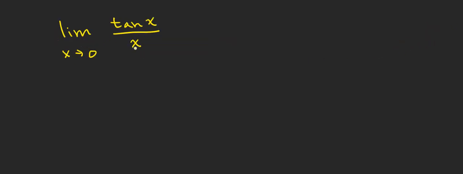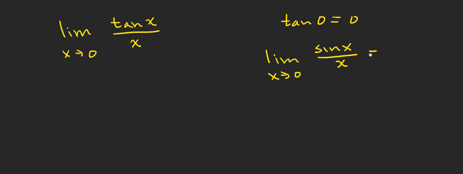What about the limit of tangent x over x as x approaches 0? Let's see what happens when we plug in 0. What's tangent of 0? Remember from pre-calculus, tangent of 0 is 0. And it's 0 over 0, which is undefined. So what we need to do is use some manipulation. Remember earlier we talked about the limit as x approaches 0 of sine x over x is 1. We're going to use this. So we're going to rewrite this as the limit as x approaches 0.